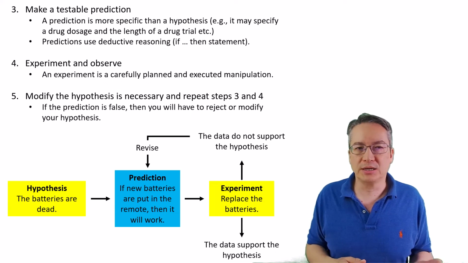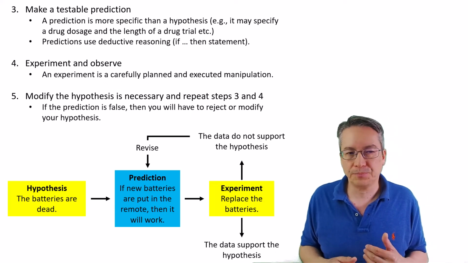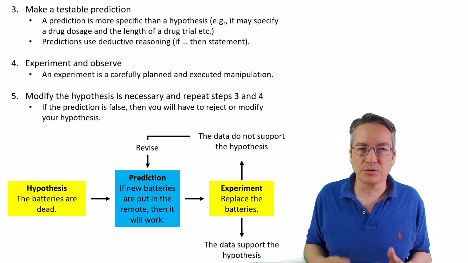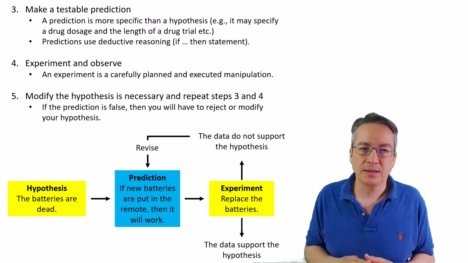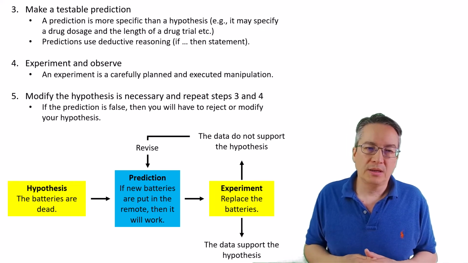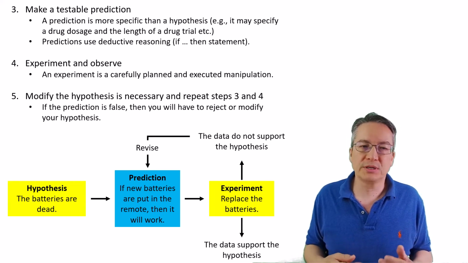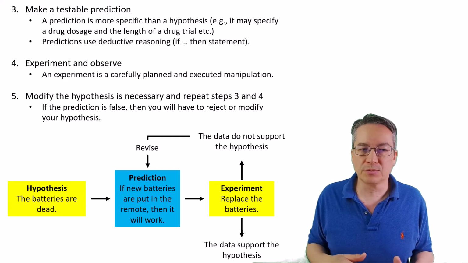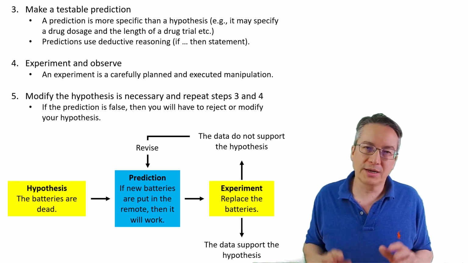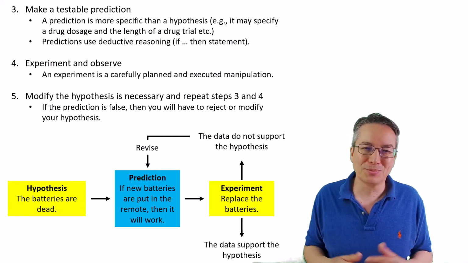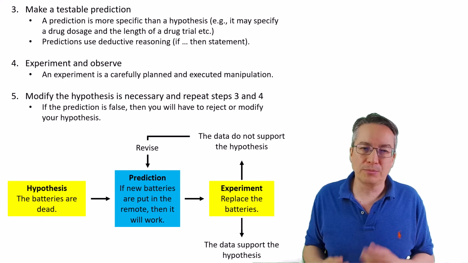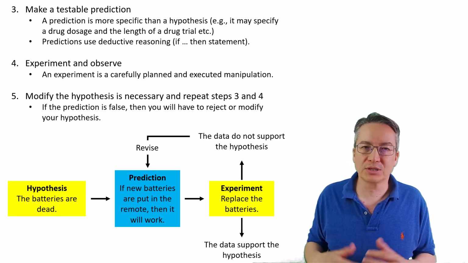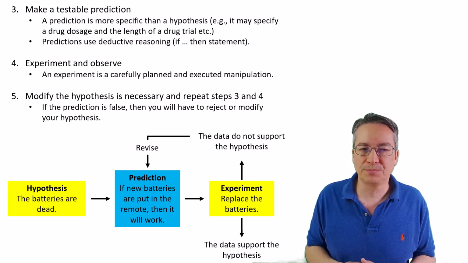Let's go back to the example we were using a second ago, with the remote control that wasn't working. We have a hypothesis: the batteries are dead. So what's our prediction? Well, the prediction is a little more specific. It's going to be, if new batteries are put in the remote, then it will work. Again, this is a very simple example, so there's not a tremendous difference between the hypothesis and prediction here. Okay, so then we do the experiment. We replace the batteries.